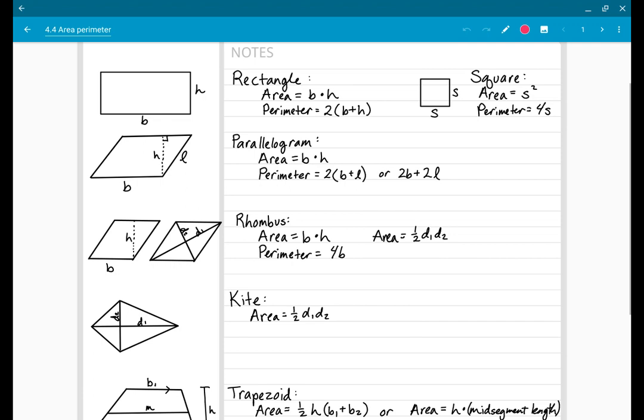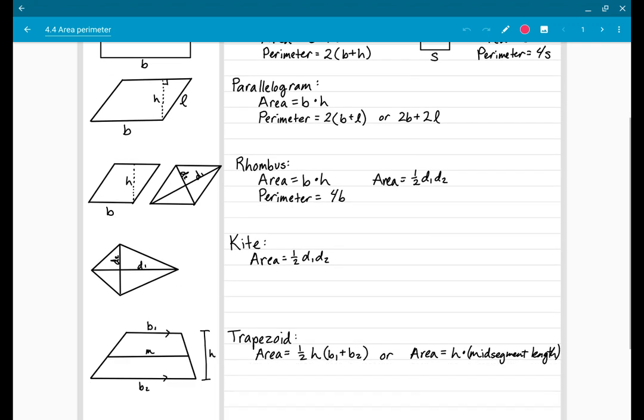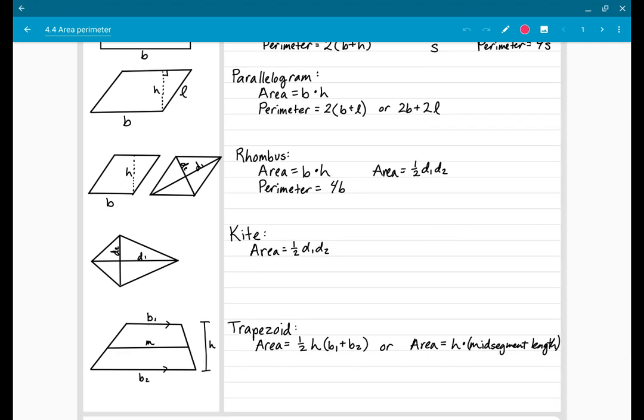Our last type of quadrilaterals are trapezoids. And trapezoids have a mid-segment that is the average of the two bases. So you can do the area in two different ways. You can either do 1/2 height times the sum of both bases added together, or you can do just height times the mid-segment length because it takes care of the whole 1/2 base 1 plus base 2. It is equal to that number.